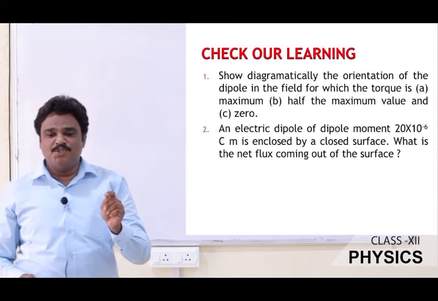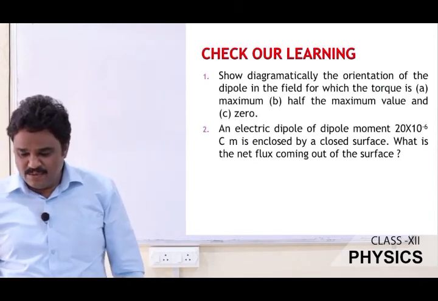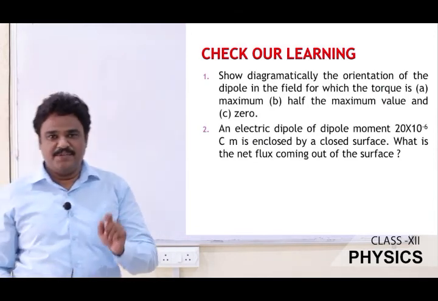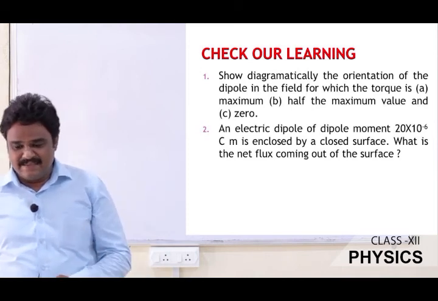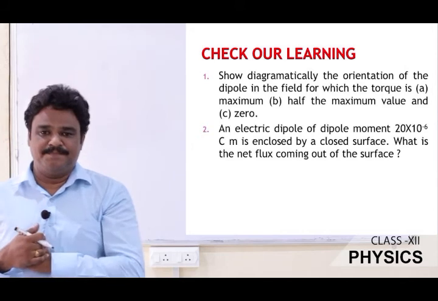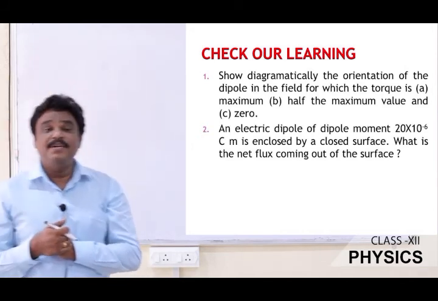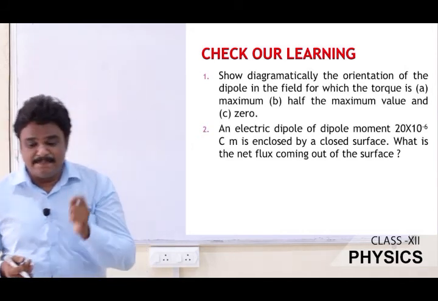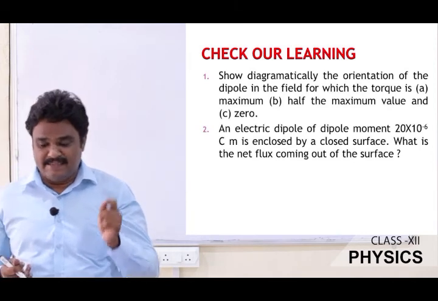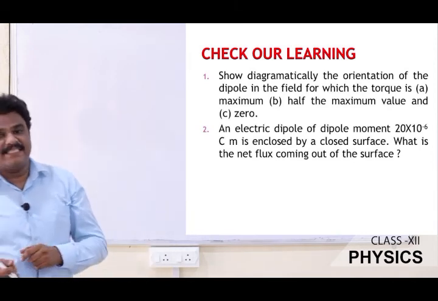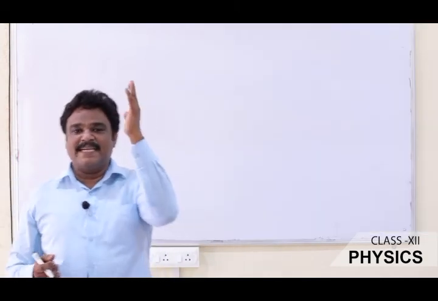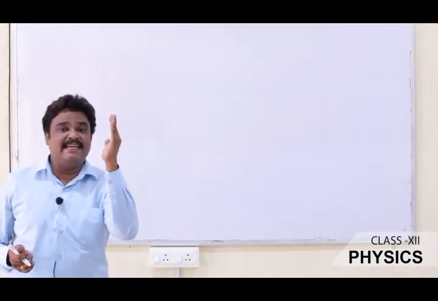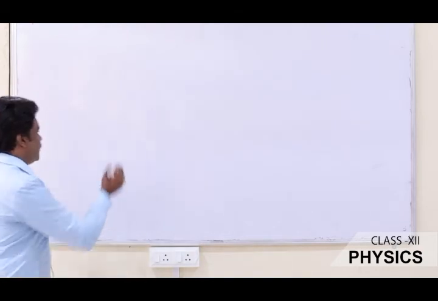The first question: you are supposed to show diagrammatically the orientation of the dipole in the field for which the torque is maximum. Already you know that the torque is maximum when the dipole is at right angles to the electric field. I am going to represent the diagram.